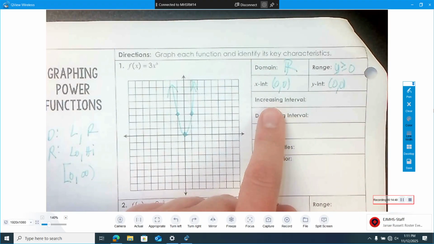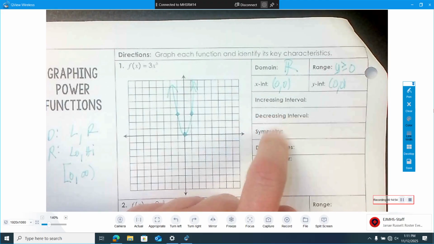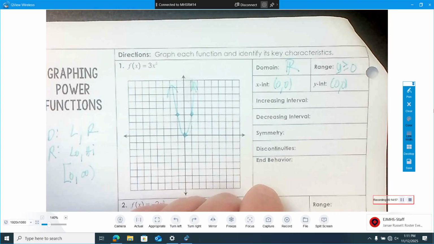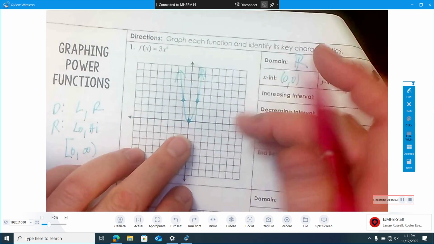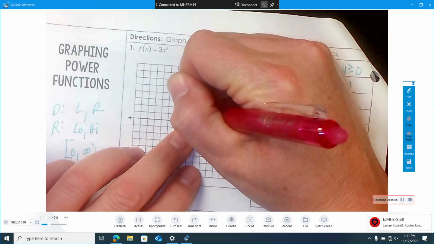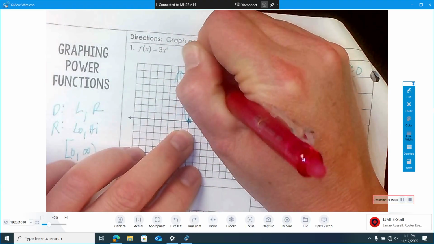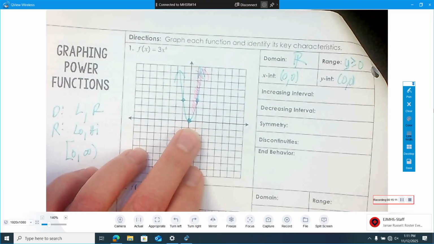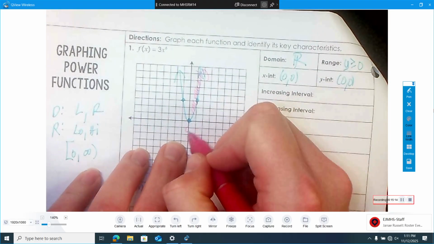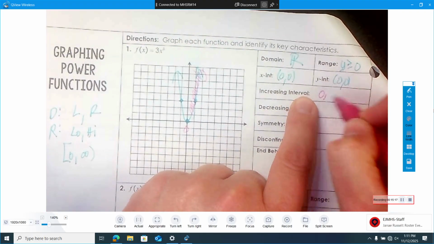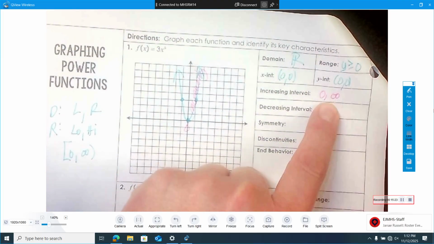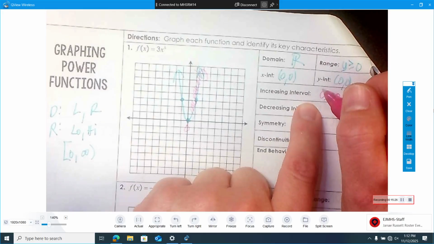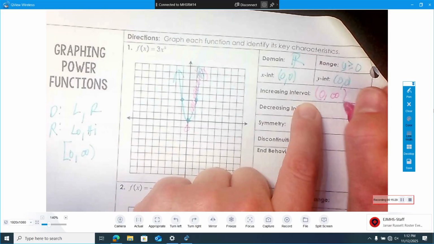What is the increasing interval? Increasing means going uphill. So this whole arm here is increasing, going uphill. Where does it start going uphill? At 0, yeah. So the increasing interval starts at 0, and it continues increasing for all the x values, all the way to infinity. And we're just going to go with parentheses on that interval.